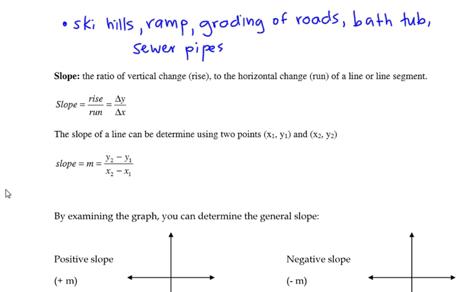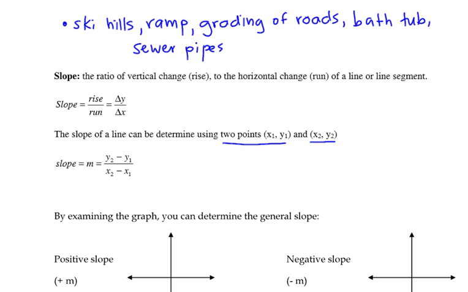And so we can actually get this formula, y2 minus y1, for the change of y, divided by x2 minus x1, the change of x, where these are two different points. So we're dealing with 2 points, (x1, y1) and (x2, y2). So we'll have to call one point our first point and one point our second point.